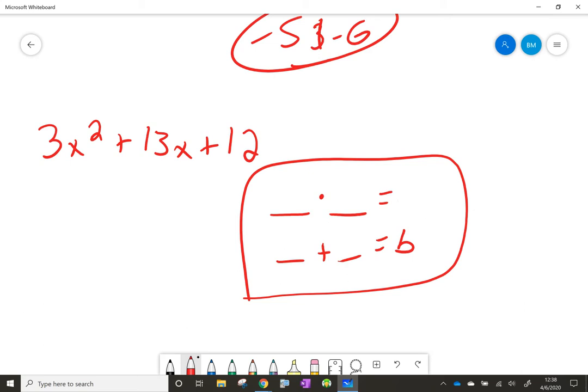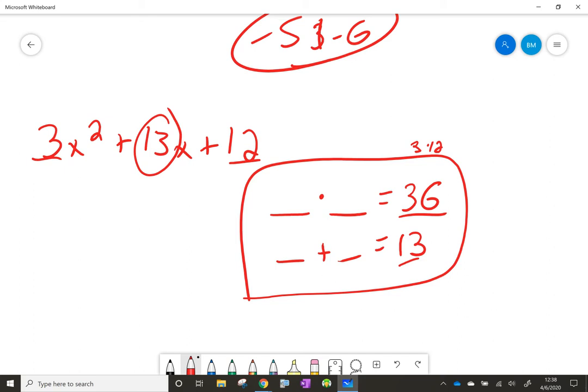Now in this example, a is 3 and c is 12. So 3 times 12 is going to be 36. So that's my value up there. The b value is the number in the middle, which is 13. Nothing to change about that. So what I'm looking for is two numbers that multiply to make 36, but the same two numbers that add to make 13.